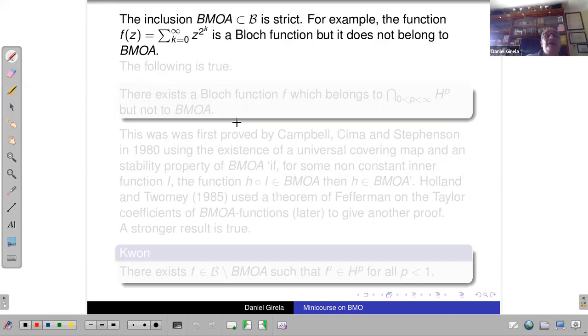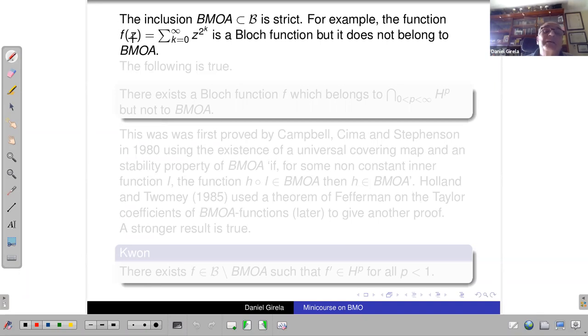Well, the inclusion, we have said that BMO is contained in the Bloch space. The inclusion is strict. For instance, you all know well that this function, the sum of z to the 2 to the k, is a Bloch function. In general, this is a function which is given by a Hadamard series. And for Bloch functions, it is quite easy to prove that the Taylor coefficients of a Bloch function are big O of 1.